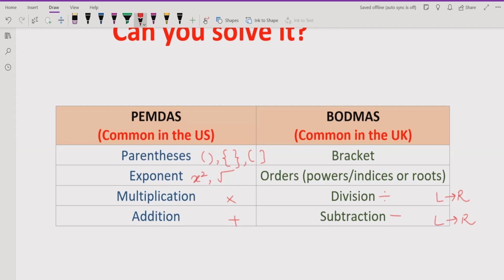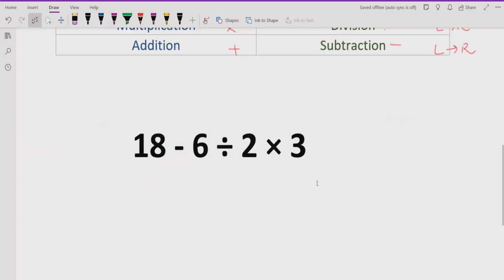Now let's start the topic. We will solve this expression first using the wrong method, like how people can solve this expression wrongly. It is a very simple expression, but you may get the wrong answer by using the wrong method.